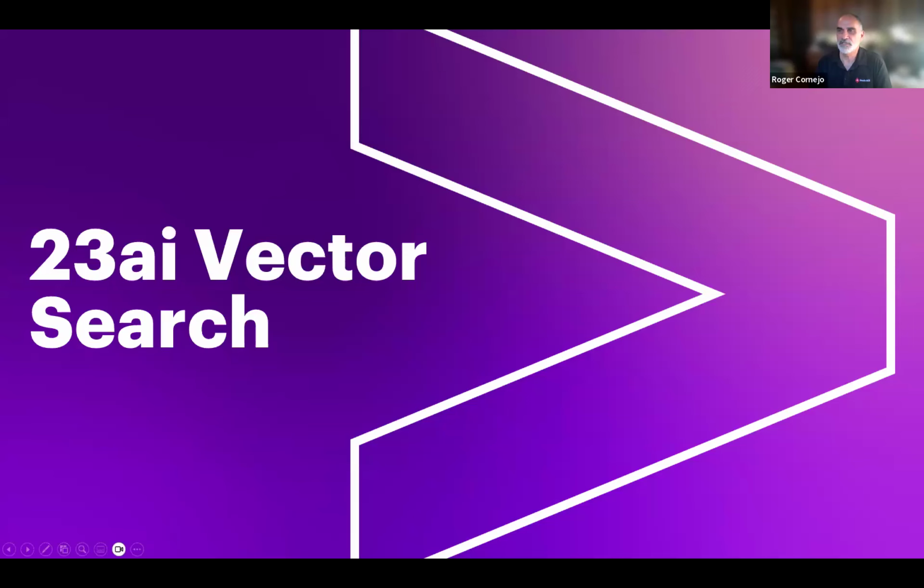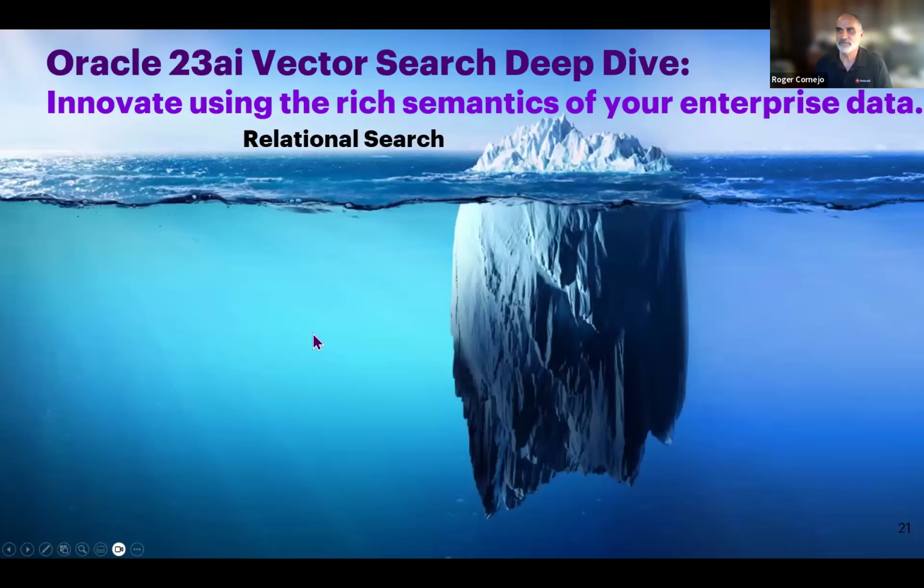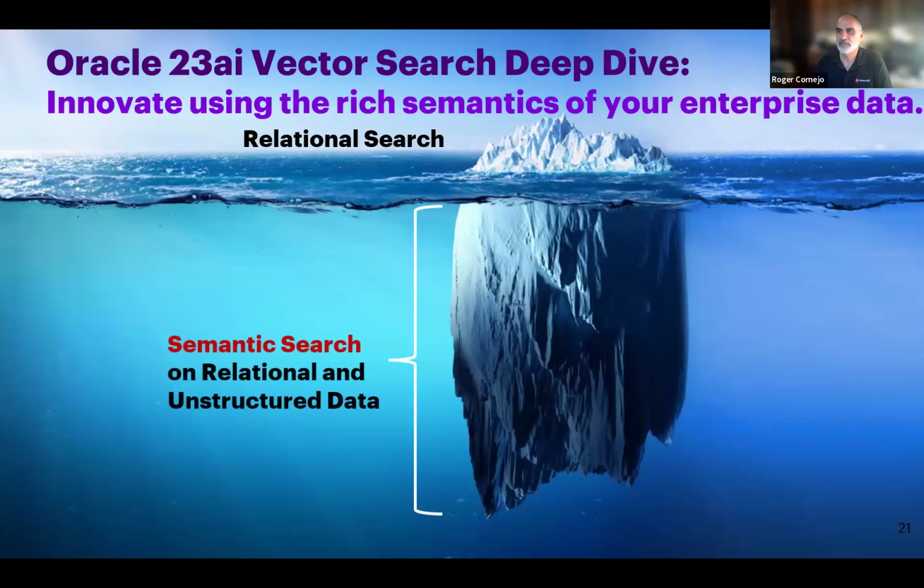So this is the meat of the presentation, the 23AI vector search. I like to use this iceberg model. With relational search, there may be hidden meaning in your data, especially if you have a lot of text data or documents. When you get into semantic search on relational and unstructured data, it opens up a whole new level of understanding of what's in your data.